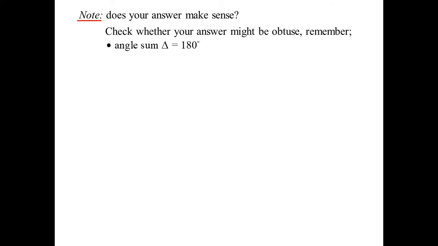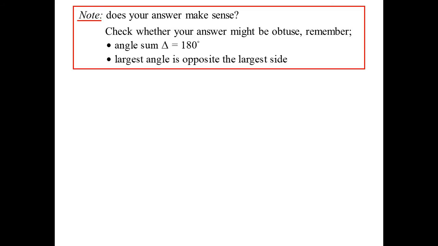Well, we know an angle sum of a triangle is 180 degrees. That might help us work out what the answer should be. But other things like this: if the answer is obtuse, it's going to be the biggest angle in the triangle. And you can't have more than one obtuse angle in a triangle. Biggest angle will always be opposite the biggest side. That's another thing you can keep an eye on to see whether it's possible for that to be an obtuse angle or not.